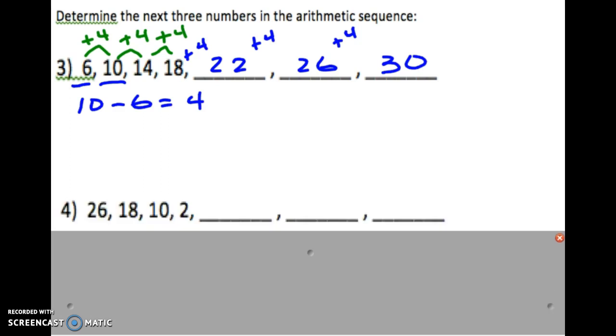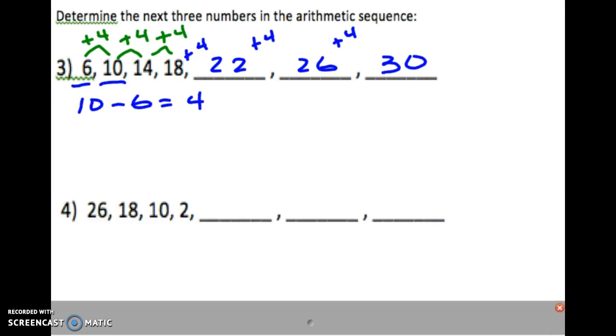Speaking of 4s, moving on to problem number 4. All right, we go in the opposite direction. We're going from 26 to 18. So in this case, we're actually going down 8, or subtracting 8. From 18 to 10, we're going down 8. 10 to 2, we're also subtracting 8. So our pattern here is we are subtracting 8 each time.